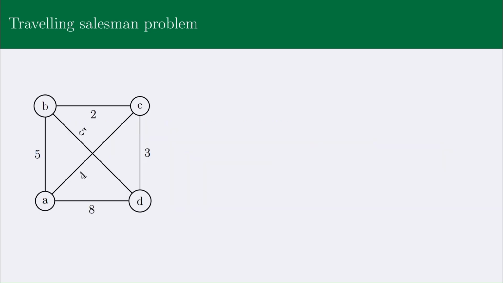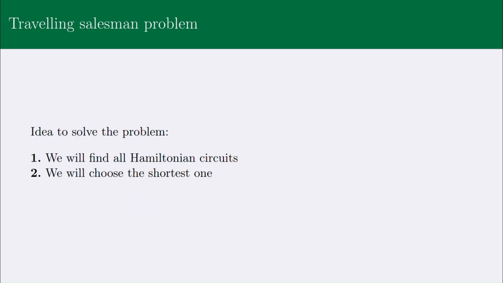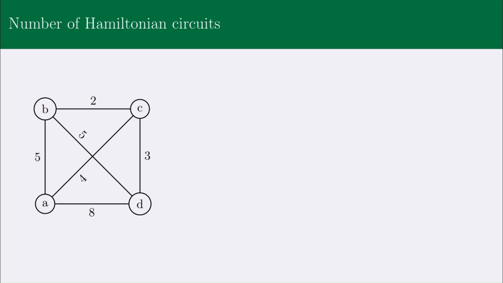So let's try to solve such a task. We need to plan the road for the salesman. Let's say we start from vertex A. We need to visit all the cities and come back to vertex A. We need the road to be as short as possible. How to do it? So the easiest idea is to find all the Hamiltonian circuits in this graph and then choose the shortest one. What is the number of Hamiltonian circuits in such a graph?